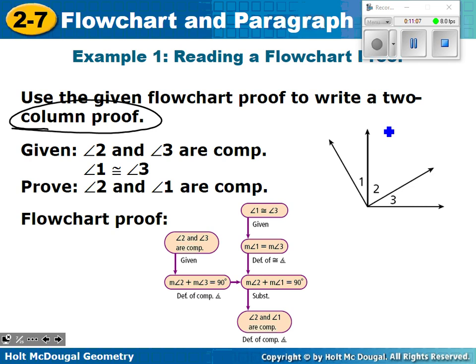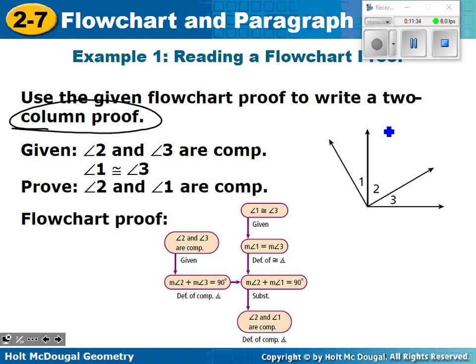To the right. It took both our second statement and our fourth statement together to get this next statement. And notice what did they use as their reason? Substitution. So look what they did. Instead of saying 2 plus 3 equals 90, they replaced angle 3 with angle 1 because 1 was equal to 3. Does that make sense? And the more we can follow those proofs, the more it'll help us when we're writing them on our own.